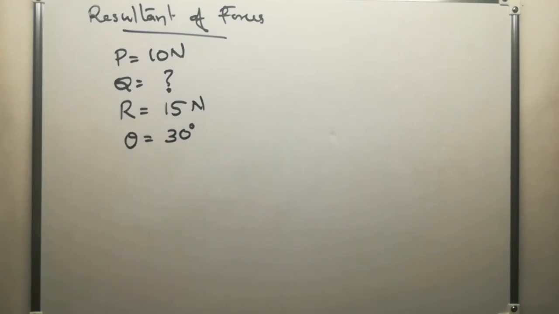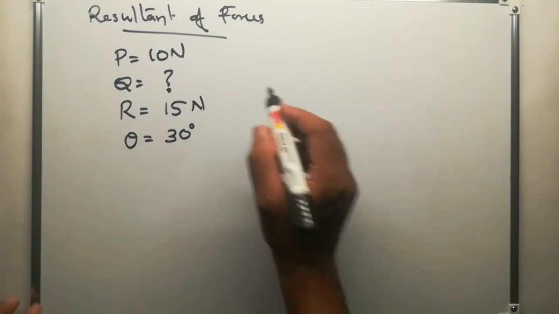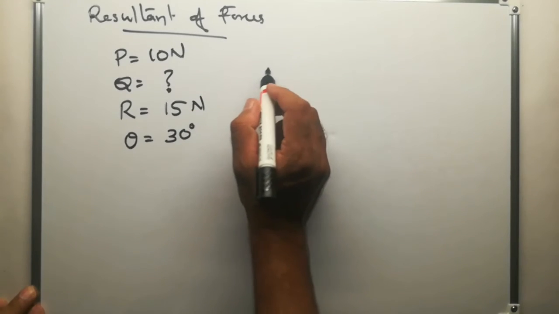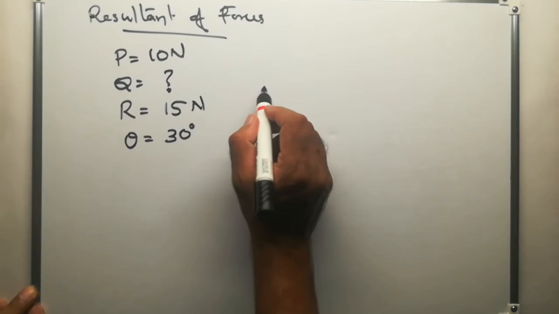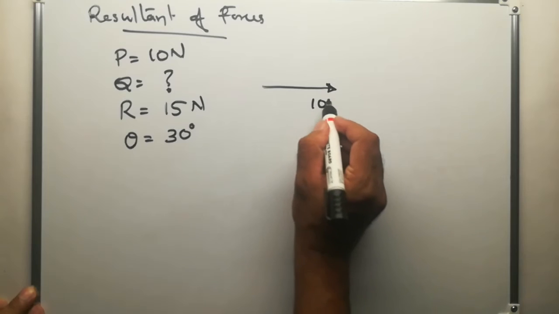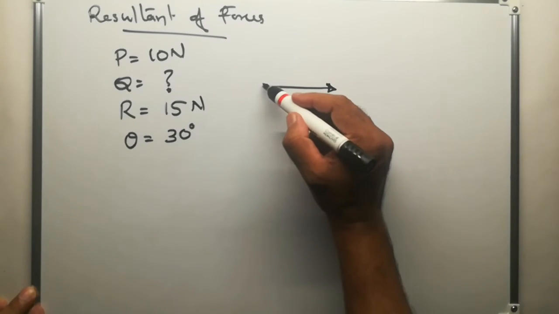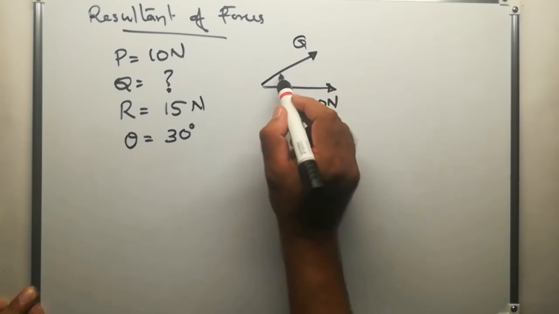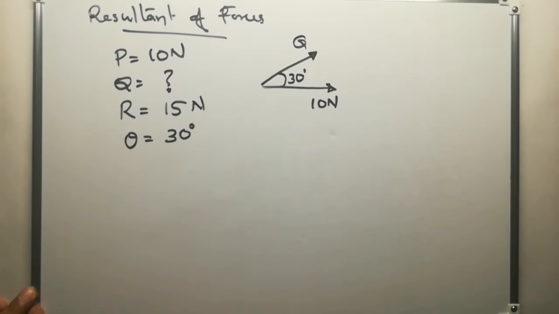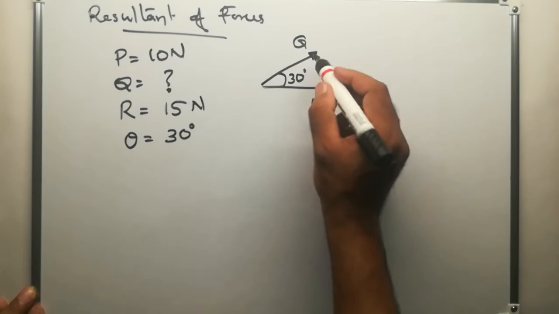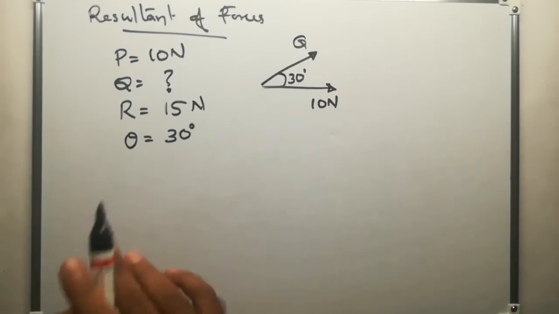Now we need to find Q. So let us draw this as a vector diagram. We have P as the horizontal force. Let us draw like this. This is 10 Newton, and another force Q at 30 degrees. This is Q and this angle is 30 degrees. So the resultant of these two forces is this.